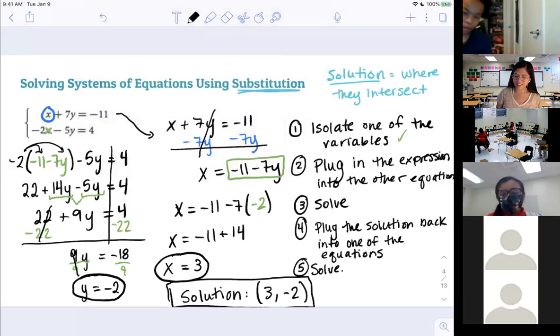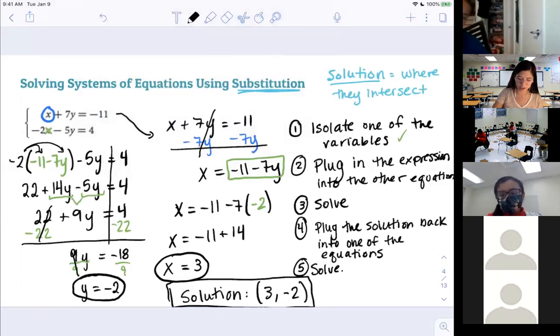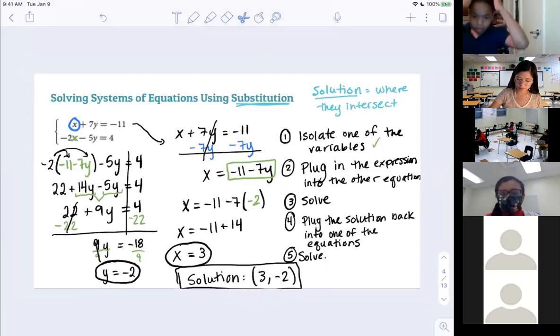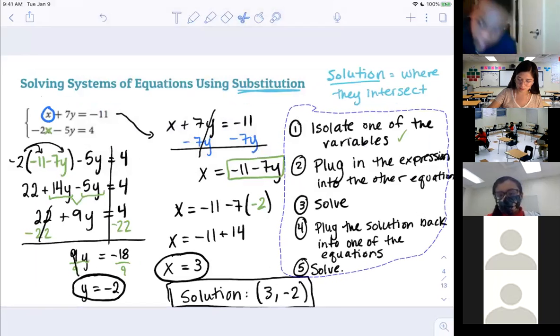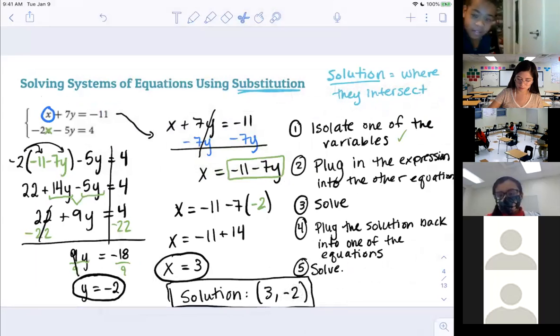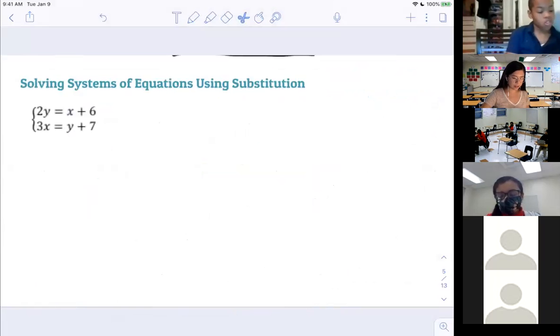All righty, let's go ahead and try the next one on your own. Follow those 5 steps. Let me see if I can actually copy these and put it in the next slide. I don't think I can. But it's the same 5 steps. I'll start rewriting them and you guys go ahead and solve it as I go on your own.